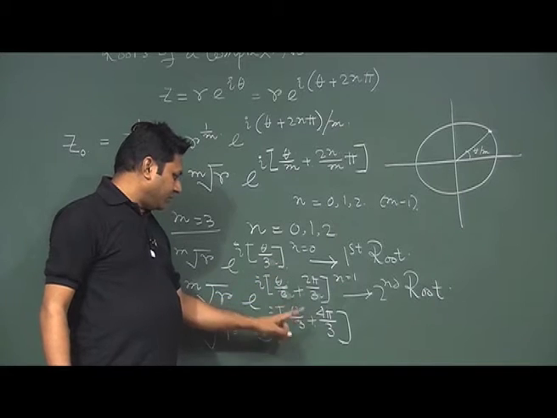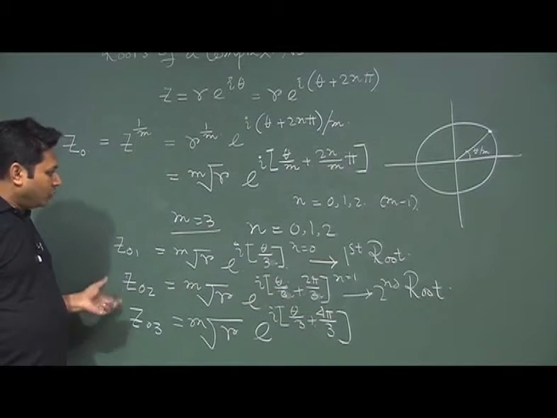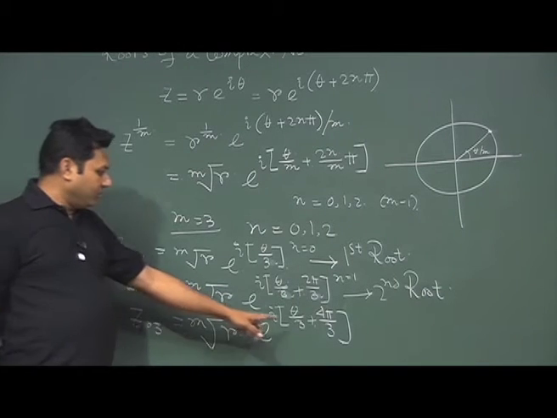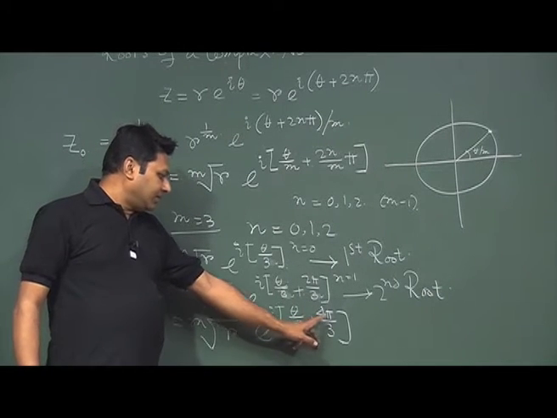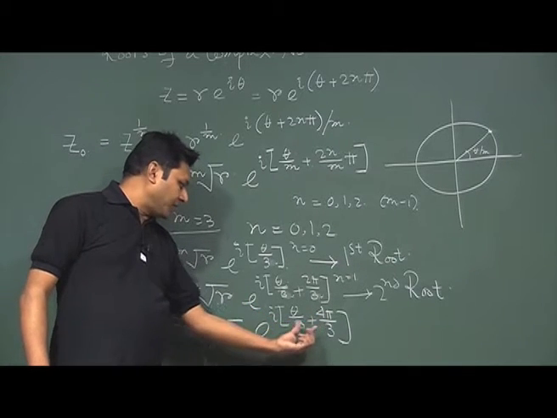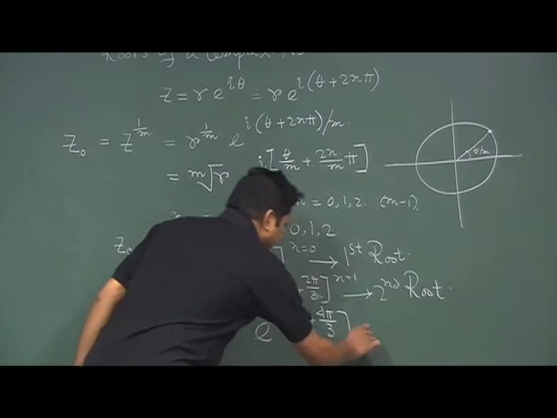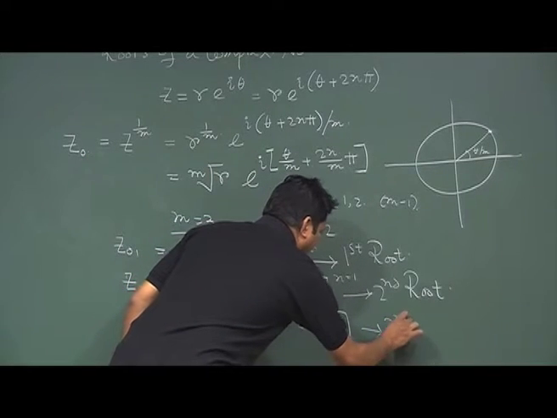So, first root, second root, third root. So, 3 roots I will have. Now, if I go to n equal to 3, then you will find that it is theta by 3 plus 6 pi by 3, so 6 pi by 3 will be 2 pi. So, theta by 3 plus 2 pi, and this is the same point as the first root. This is my third root.